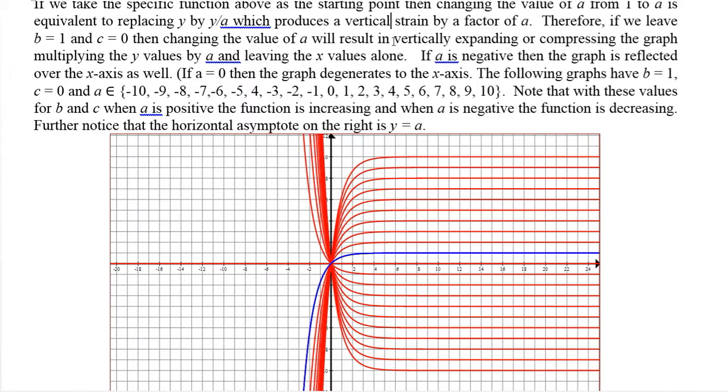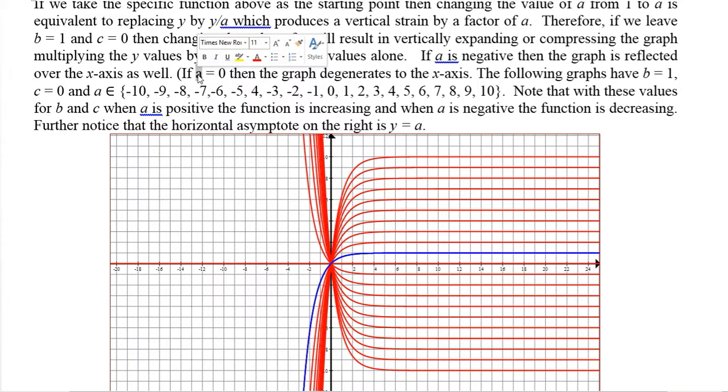And what that does is gives us what we call a strain or a stretch or compression in the vertical direction. That is if a is positive and not 1. If a is negative, then in addition to any kind of stretch we might have, the graph is also reflected over the x-axis, because that's the same as changing the sign on y.